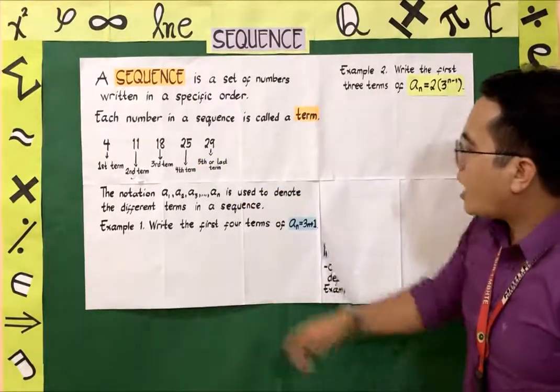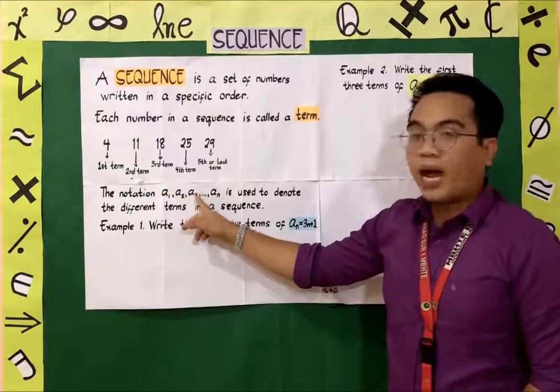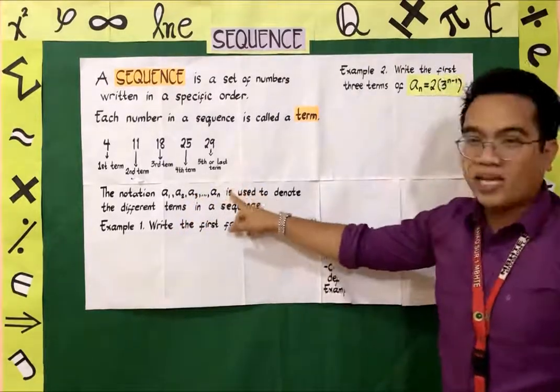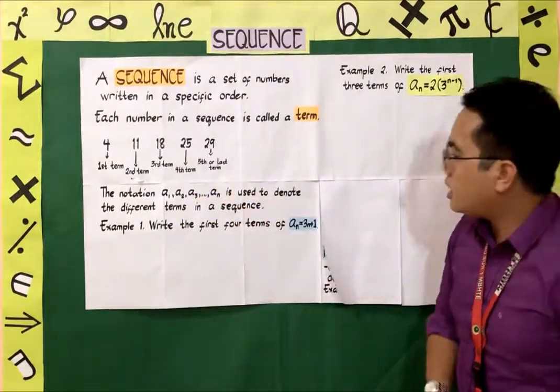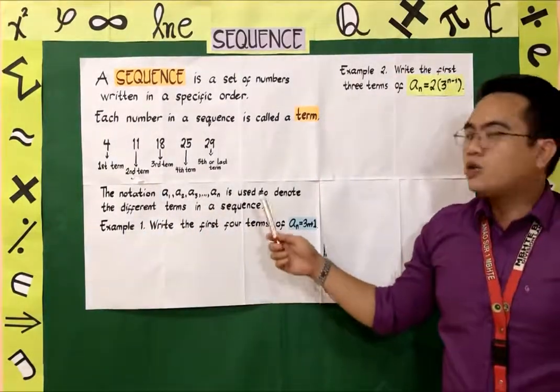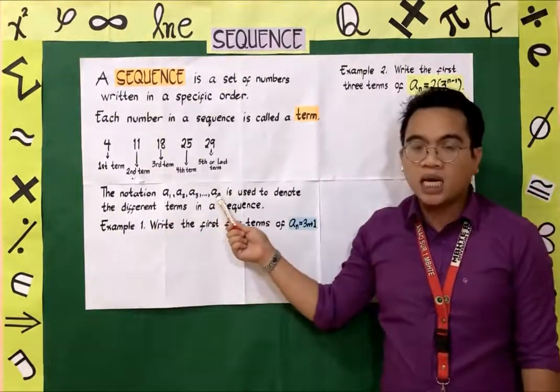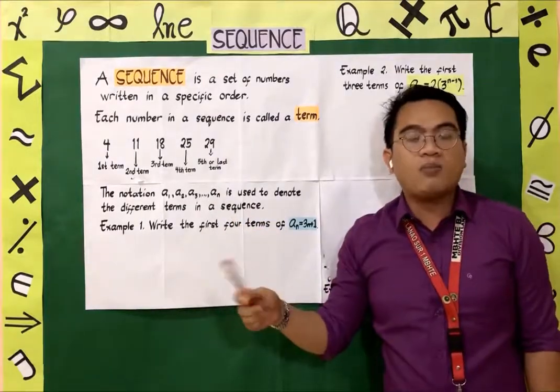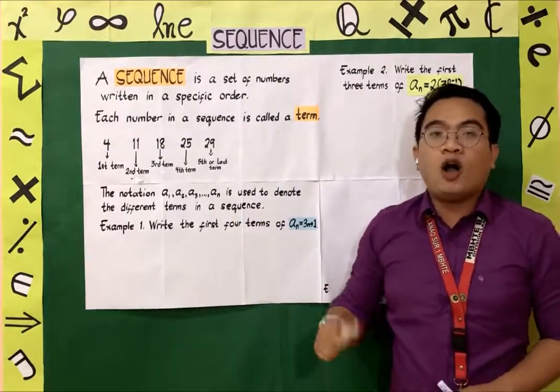The notation a sub 1, a sub 2, a sub 3, and until a sub n is used to denote the different terms in a sequence. So the expression a sub n here is also known as the nth term or the general term of the sequence.